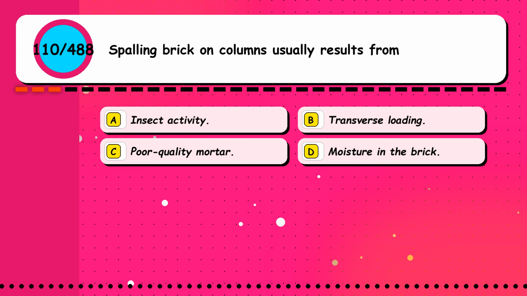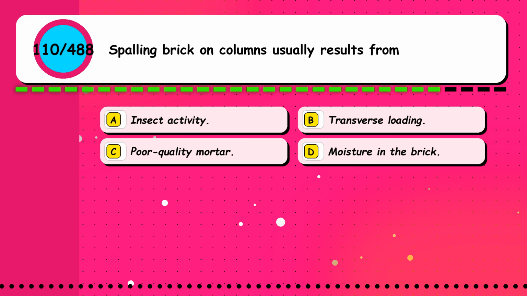Question 110. Spalling brick on columns usually results from: Option A. Insect activity. Option B. Transverse loading. Option C. Poor quality mortar. Option D. Moisture in the brick.